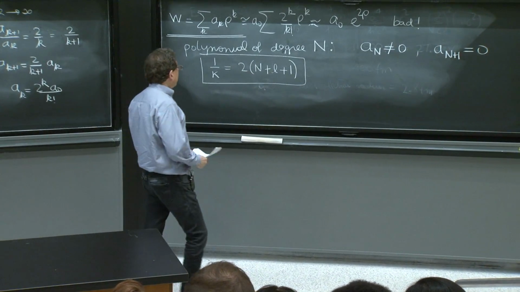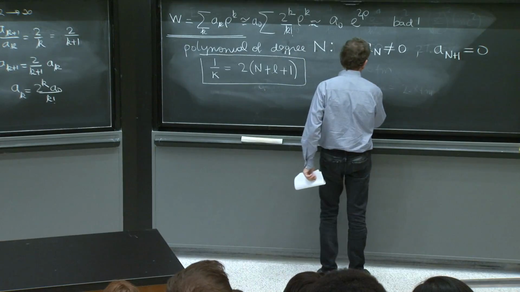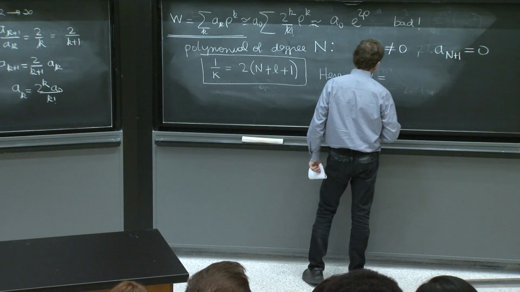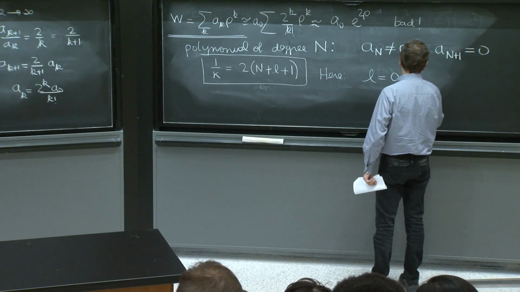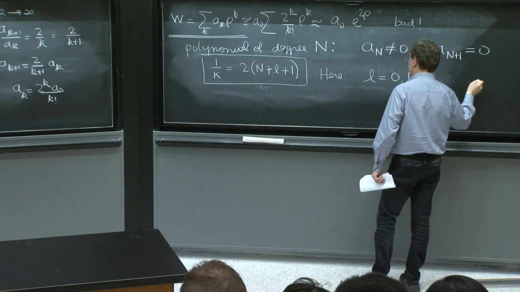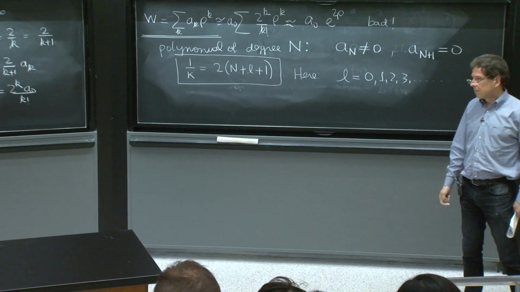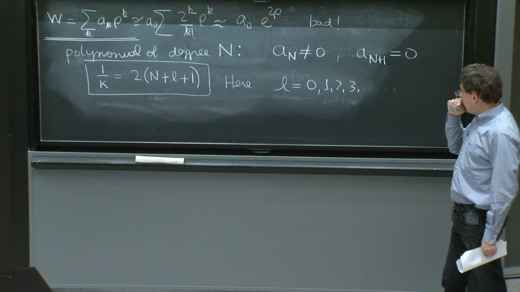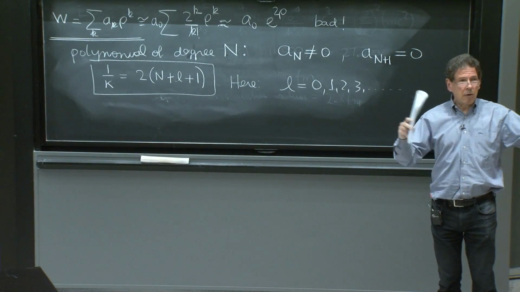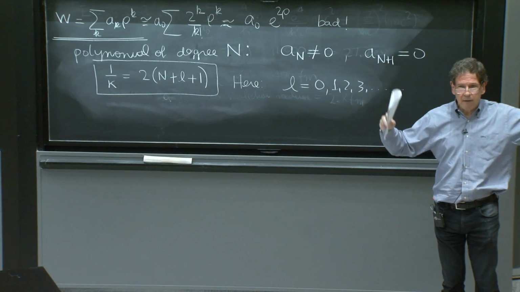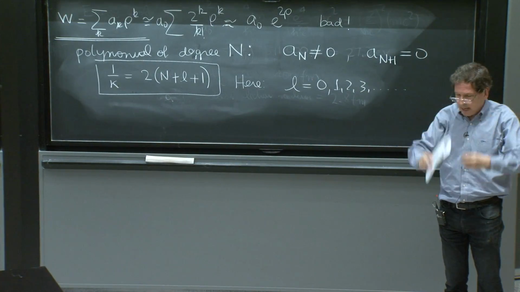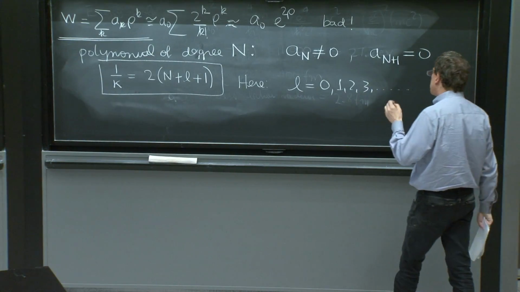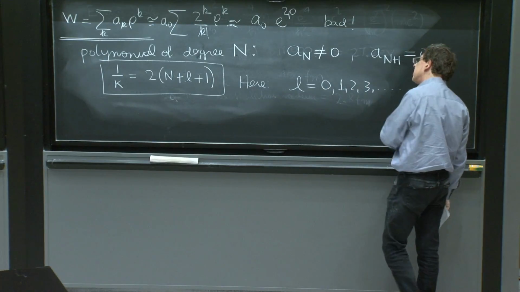What are the possible values of L? Well, L can go 0, 1, 2, 3, all of them. All of them are possible. And why is that? It's because of the physics of the problem. We assume we have a particle in a central potential. All values of angular momentum can exist. So we should be looking for L's that take all these values.